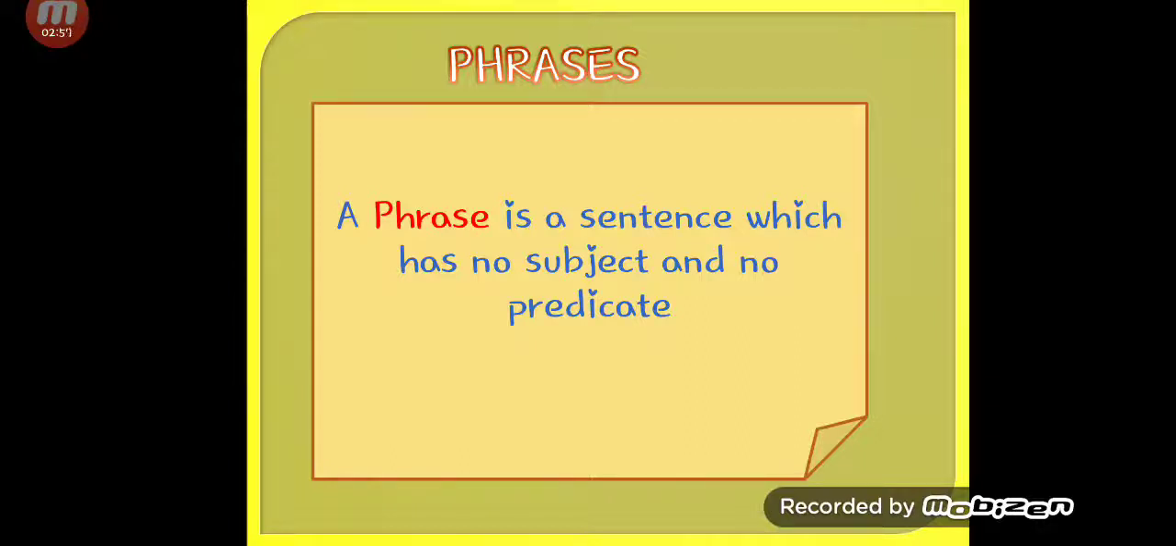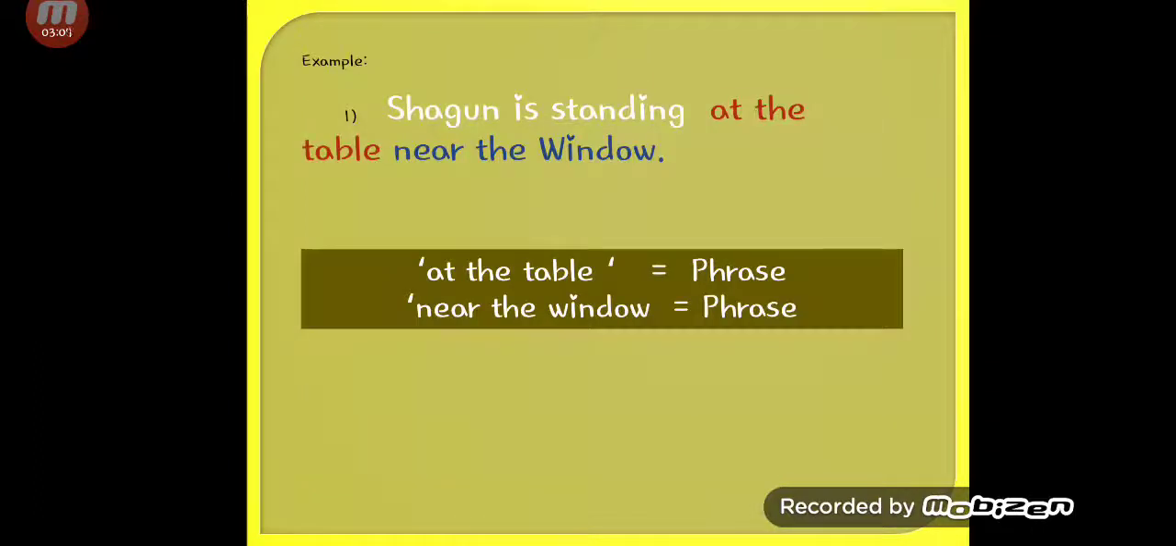For example, Shagun is standing at the table near the window. Here at the table, that is a phrase. Near the window, that is also a phrase. In this sentence, both at the table as well as near the window are phrases.